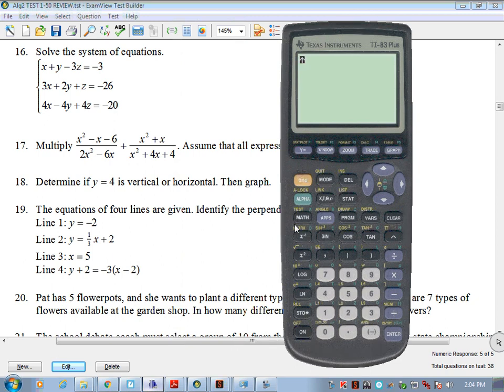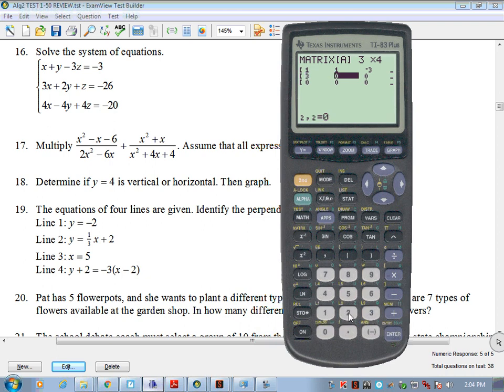First thing we're going to do is go to second matrix. We're going to find a matrix that we want to edit. Let's edit matrix A for simplicity. Notice that I've got a 3 by 4. So we're going to go 3, enter, 4, enter. Let's see, what's my value for x there? 1. So we're going to go 1, enter. Then I got 1, enter. Then I got negative 3, enter. And negative 3, enter. You have to include the negatives. If you don't, you won't get the right answer.